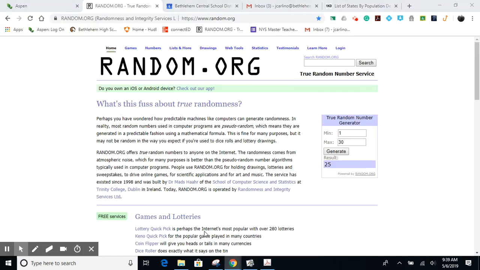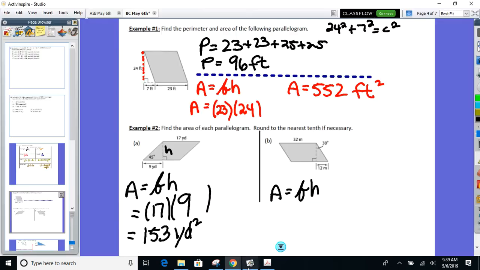Okay, how about the base? What do you got for the base here? 32? Got to find the height now, though. Got to find this height. Everyone see the 30, 60, 90? It's been so long since we did this. Well, what's the 12 across from? What angle is the 12 across from? 30. What angle is your height across from? 60.